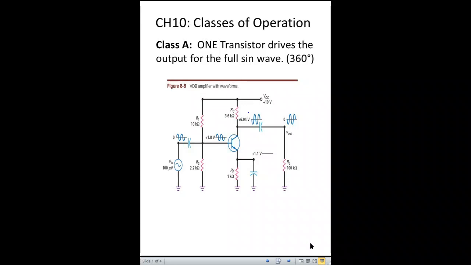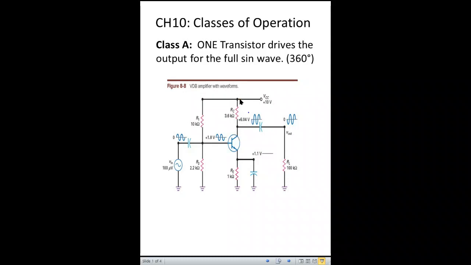Chapter 10 talks about classes of operation, and these are amplifier classes of operation. The designation of a class has to do with a couple of things. One is angle of conduction, how many degrees of the sine wave the transistor is responsible to amplify, but also power dissipation. So we start off with class A operation, and in class A, one transistor drives the output for the full sine wave, 360 degrees.